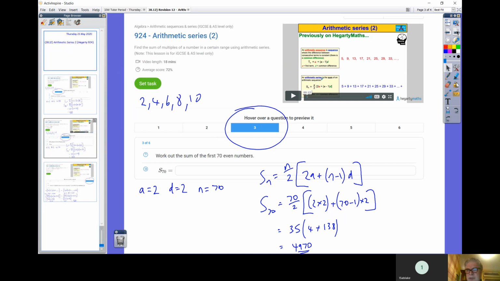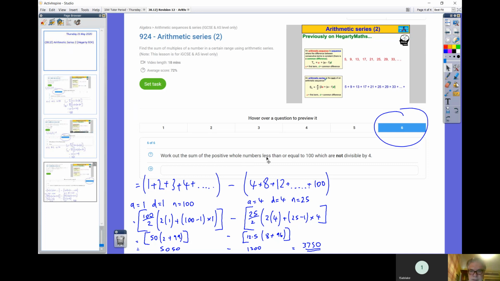Now, certainly the last one was a little bit more complicated. Work out the sum of the positive whole numbers less than or equal to 100, which are not divisible by 4. Let's go through it again. What you've got to do here is work out the sum of all the numbers up to 100 to start with, and then take away from that those that are divisible by 4.